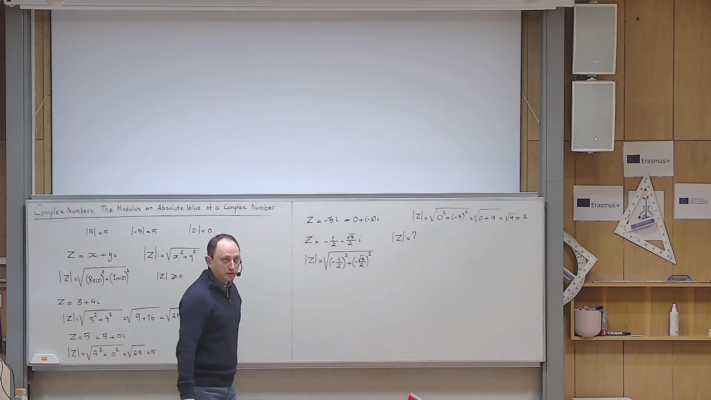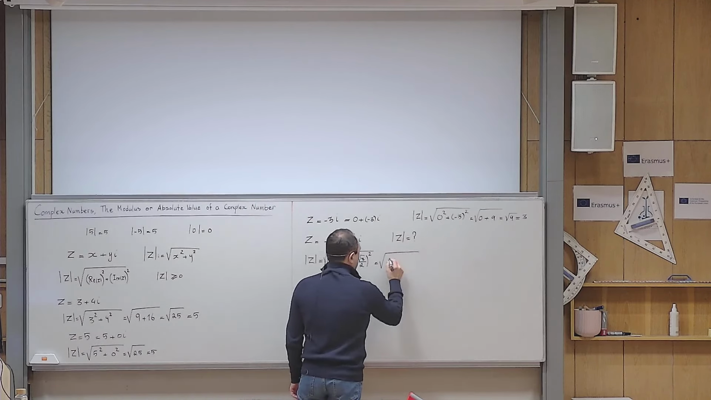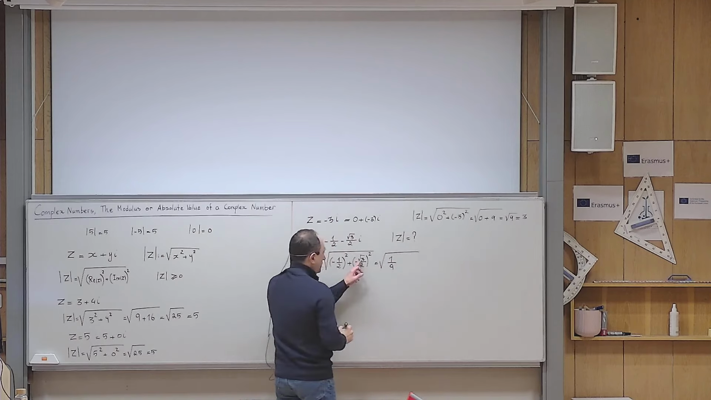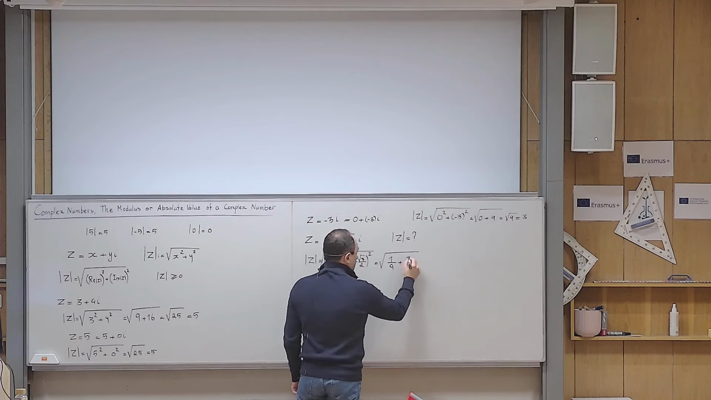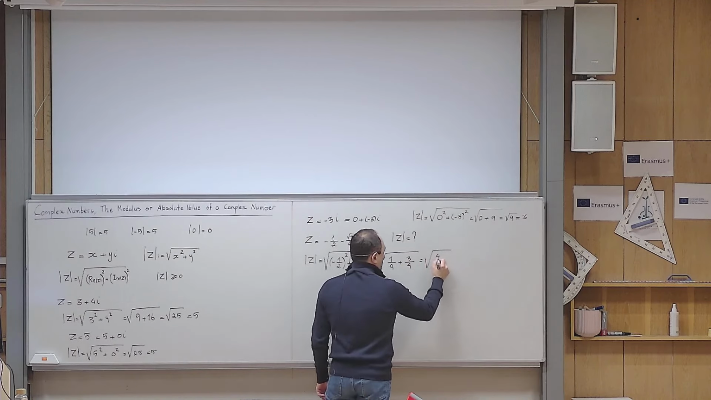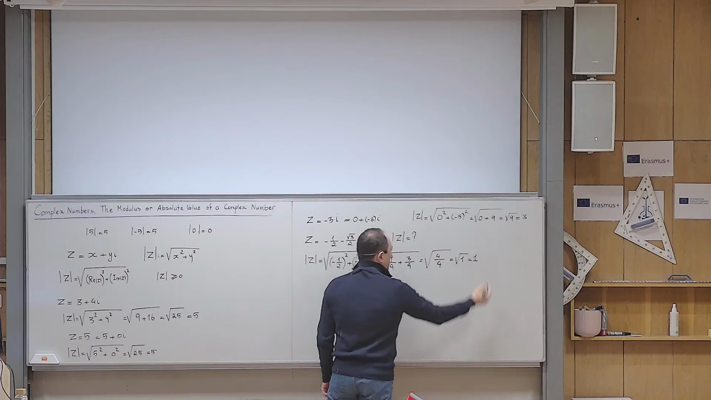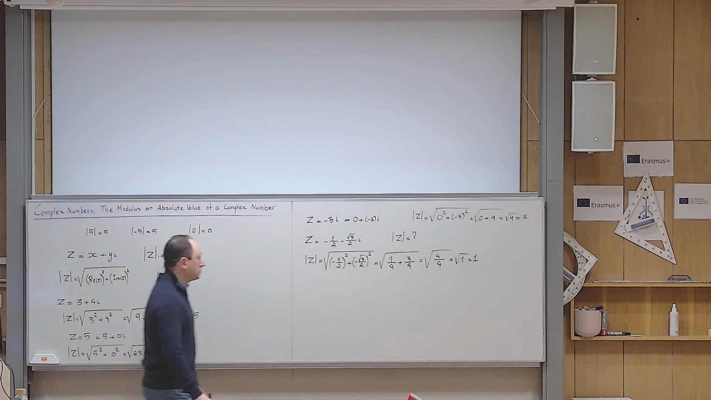And then you have to calculate this. So this one becomes 1 over 4. This one becomes 3 over 4. So the answer becomes 4 over 4, which is the square root of 1, and that is also 1. So the absolute value of this is 1.